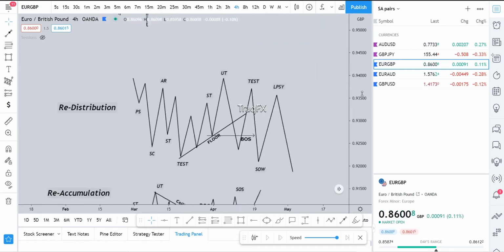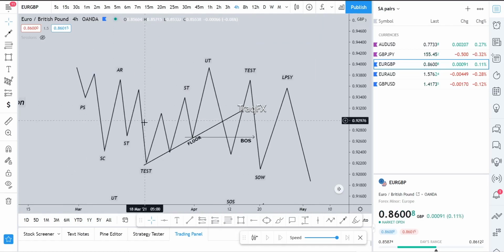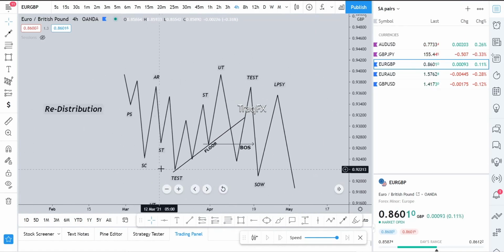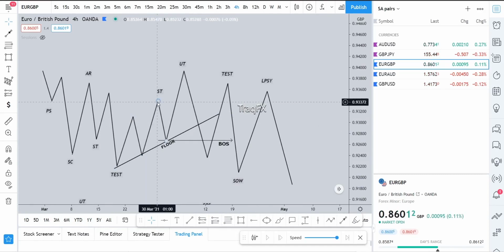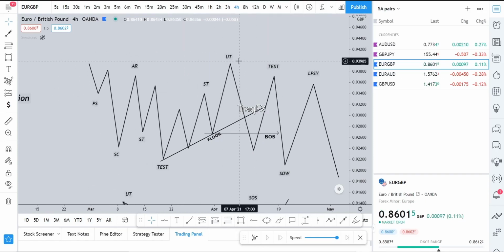Now secondly, go to your redistribution schematic. After the test on a redistribution, you will begin to see a rally towards the upside. There should be a clean rally: highs, lows, high, high, low. It forms your second test, comes back up, forms a high, and that forms your upthrust. This upthrust tests supply.